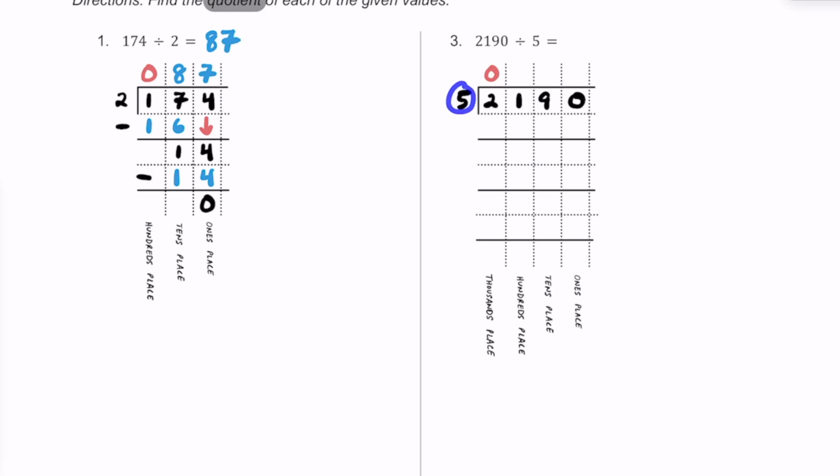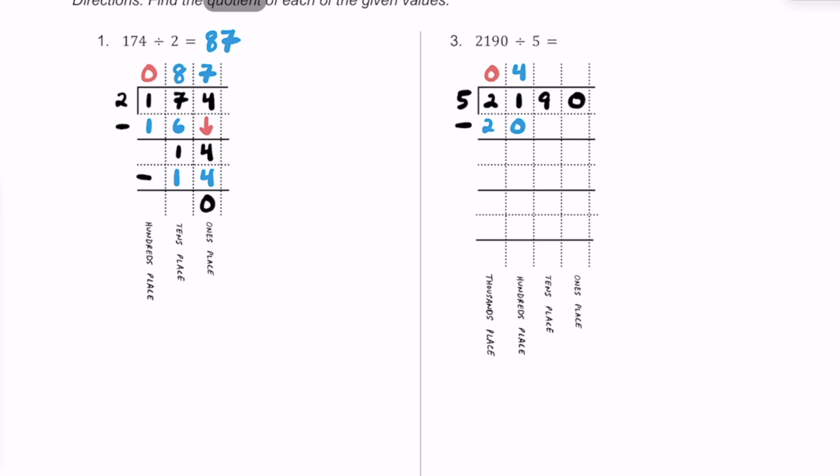Now, how about 5 into 21? Now, 5 times 4 is 20, and I think that's as close as we can get. So let's put a 4 here. So 4 times 5 is 20. So let's make sure the remainder is less than 5 here. So what's 21 minus 20?